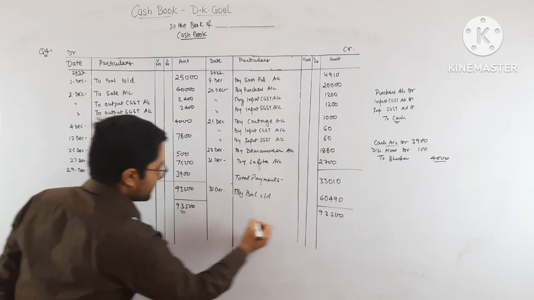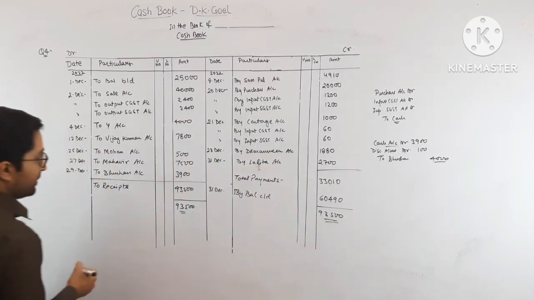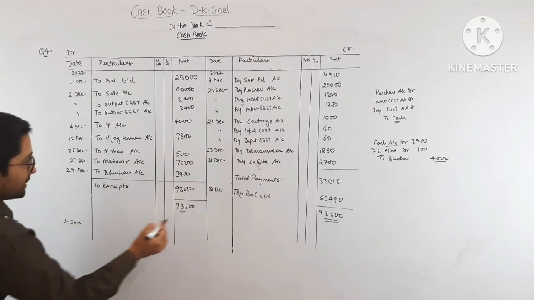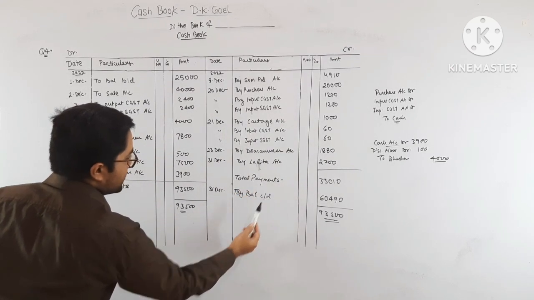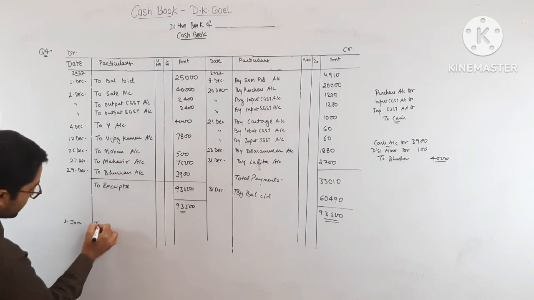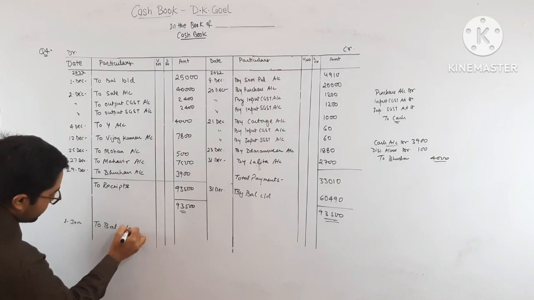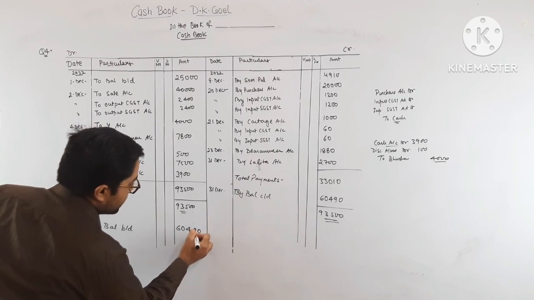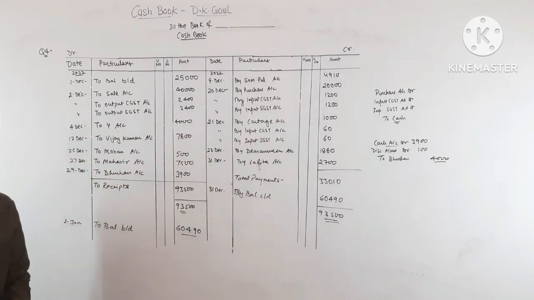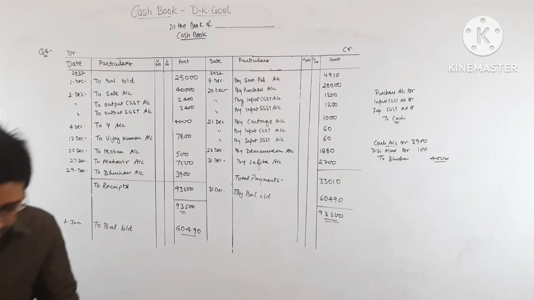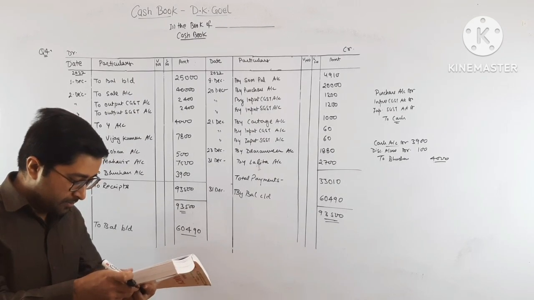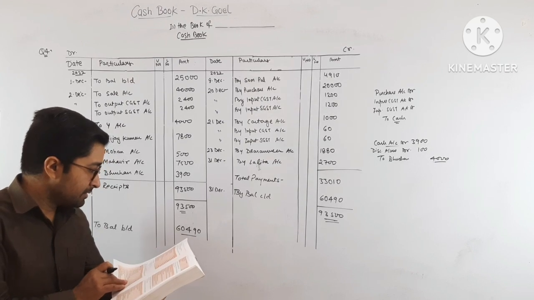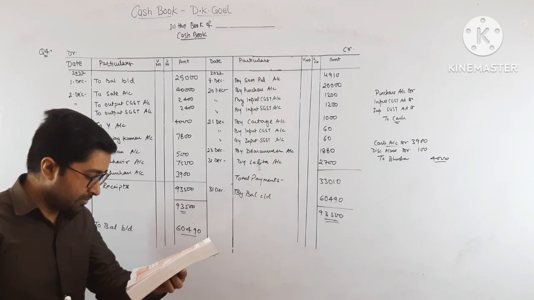Account close. And on 1st January, this by balance CD, this closing figure will become opening figure to balance BD, and the amount is 60,490. Oh, something is wrong.